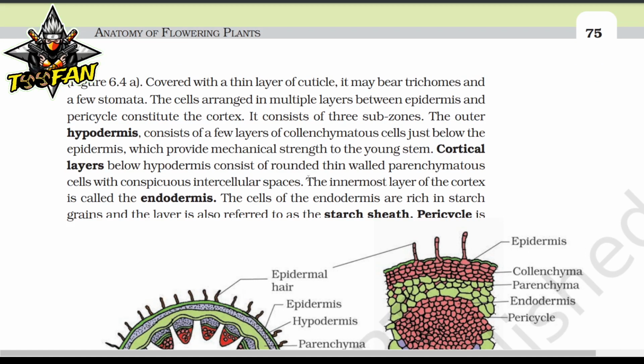The cells arranged in multiple layers between epidermis and pericycle constitute the cortex. It consists of 3 subzones. The outer hypodermis consists of a few layers of collenchymatous cells just below the epidermis, which provide the mechanical strength to the young stem. Cortical layers below hypodermis consist of rounded thin-walled parenchymatous cells with conspicuous intercellular spaces. The innermost layer of the cortex is called endodermis. The cells of the endodermis are rich in starch grains and the layer is referred to as starch sheath.